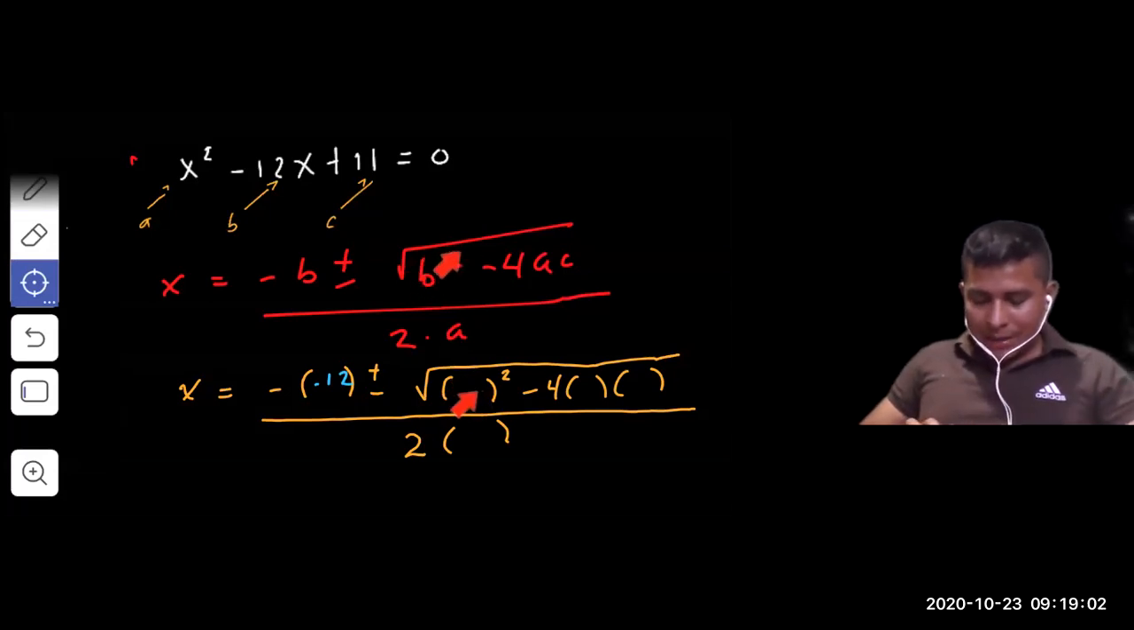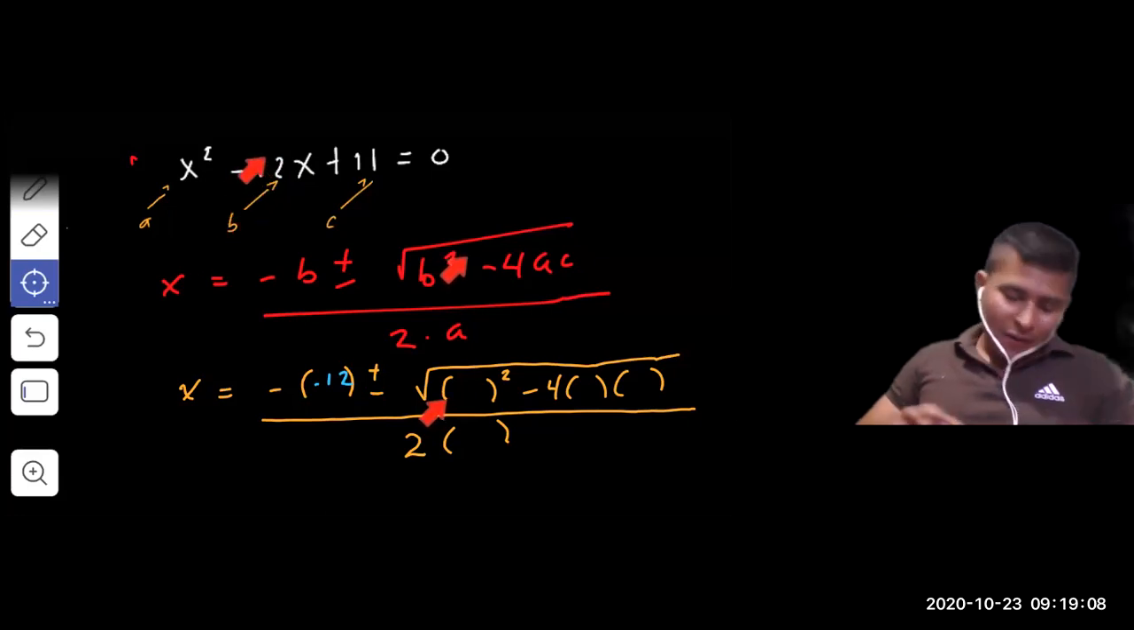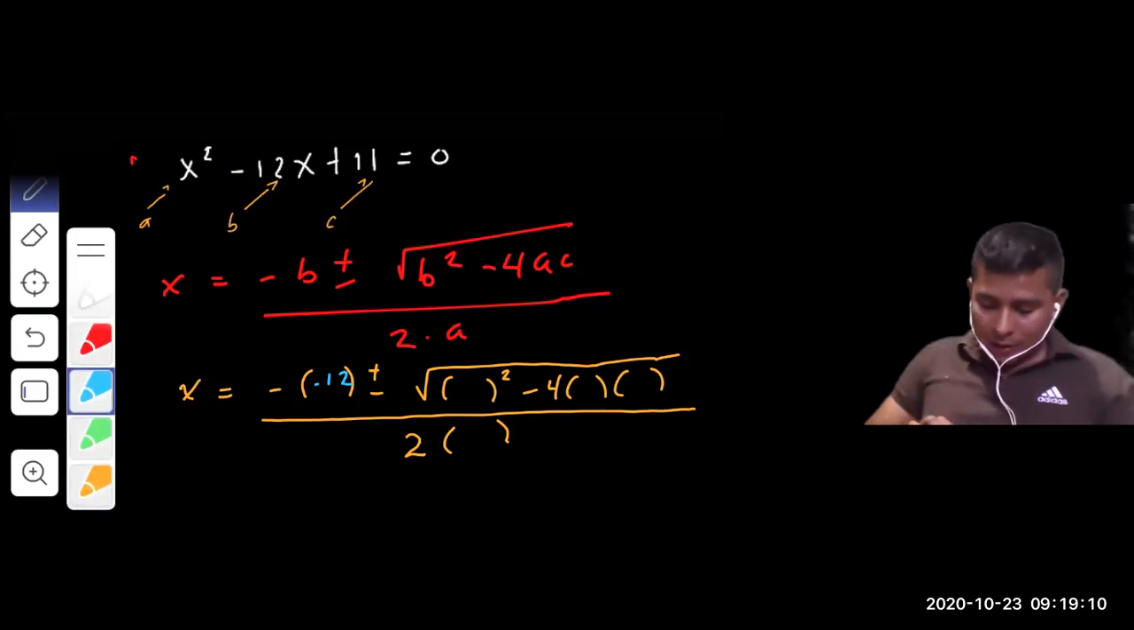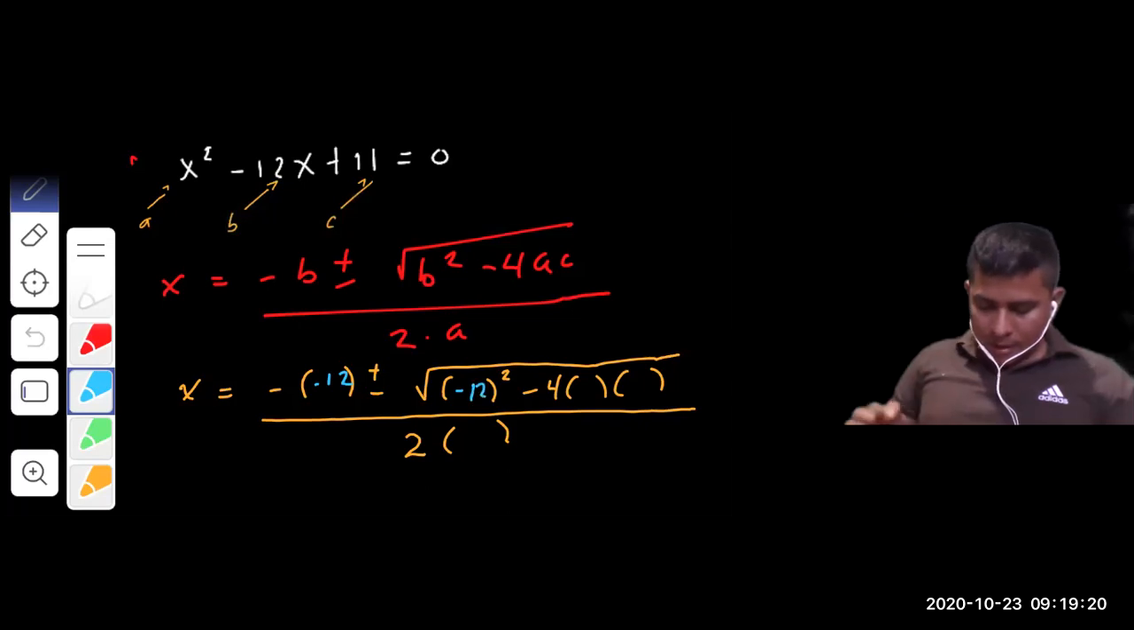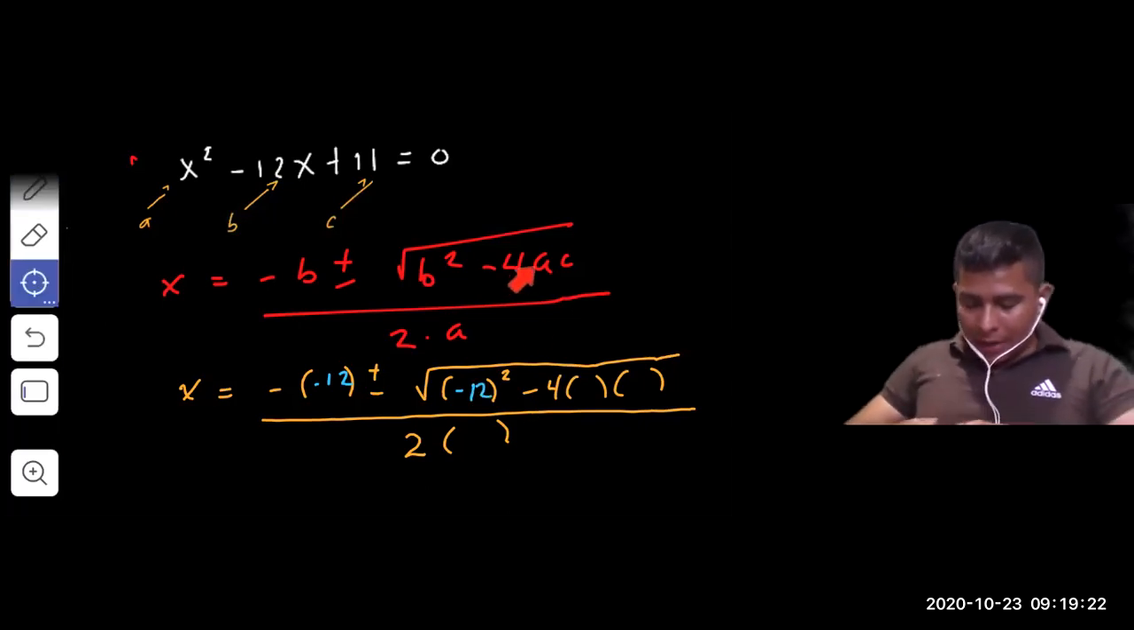What is B, guys? Negative 12. Again, the sign, you have to include the sign. Okay, negative 12. Thank you. Negative 12. Let me see, negative 12. Okay, that's it. Then 4, I just copied this.